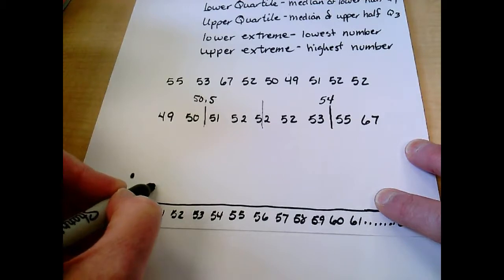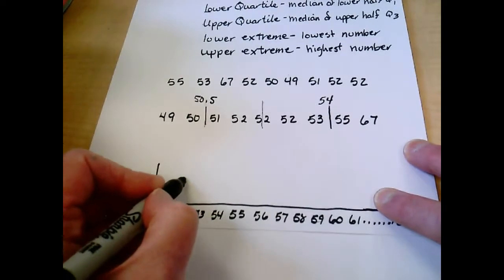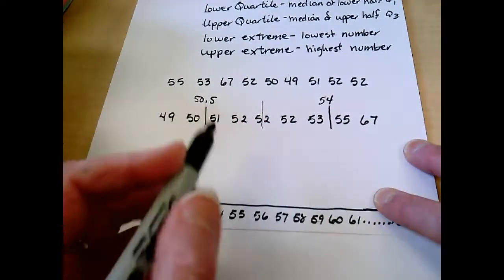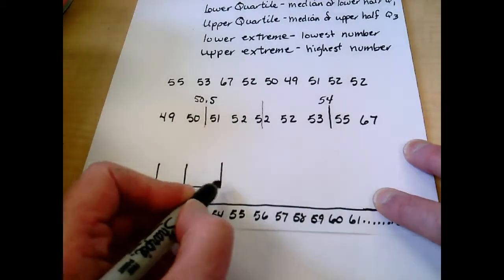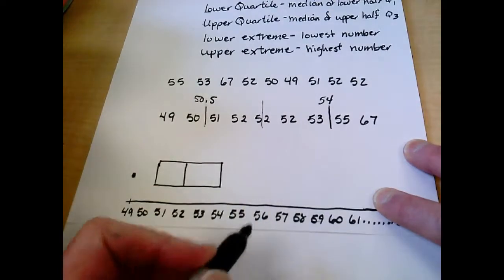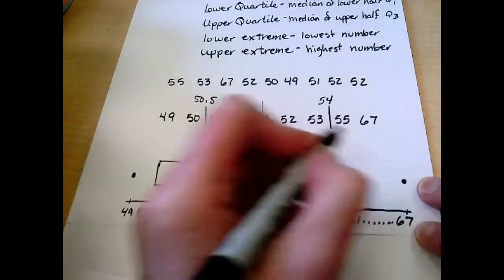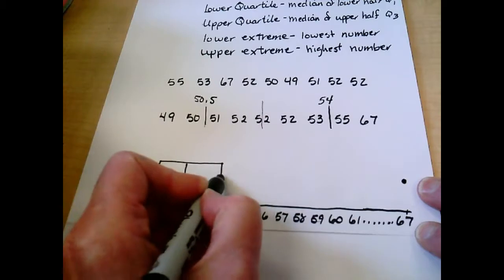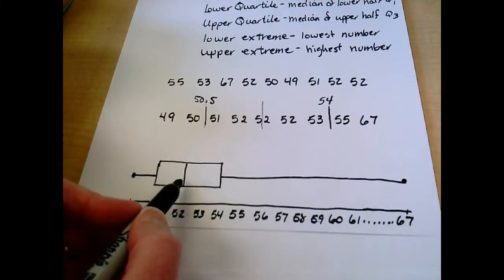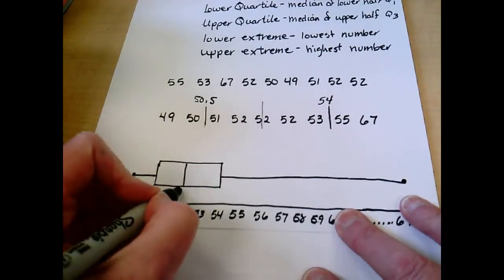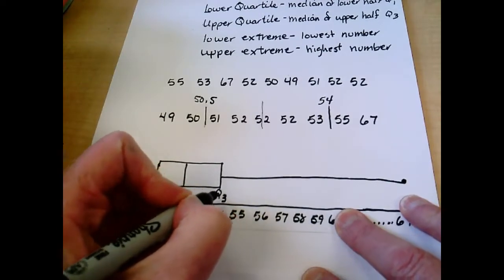I'm going to put a line. At 52, I'm going to have my line, because that's my median. At 54 is my upper quartile, and those are the 3 lines that make my box. And then my 67 is my upper extreme. So come over here, put a dot at 67, and now I draw a line to the box, and I am done.